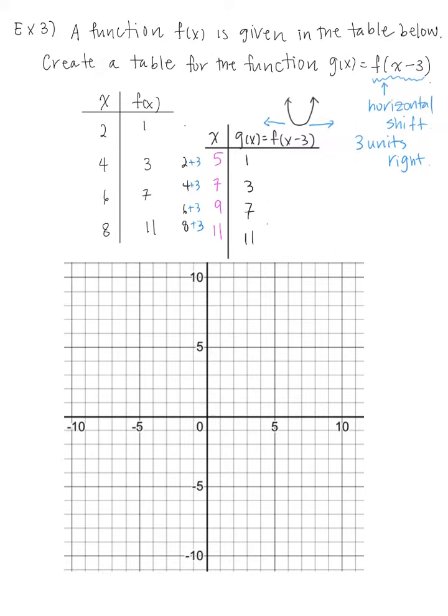So that means that our graph g of x is going to go through when x is 5, y is 1. And when x is 7, y is 3, and then x is 9, y is 7. And when x is 11, y is 11. Okay, oops, I forgot to plot the points for the mother graph. So let me just do that real quick. So 2, 1, so you got 2, 1, 4, 3, 6, 7, and then 8, 11.